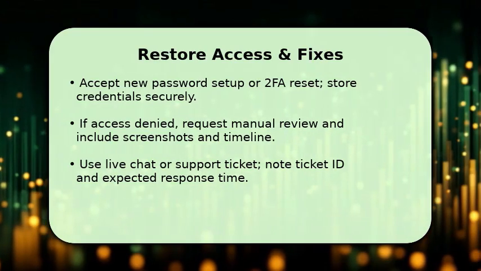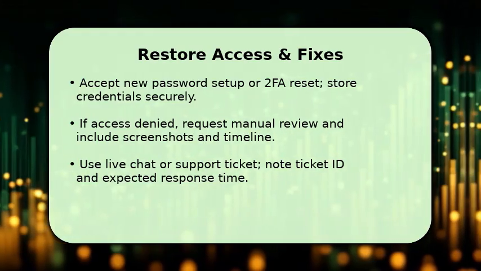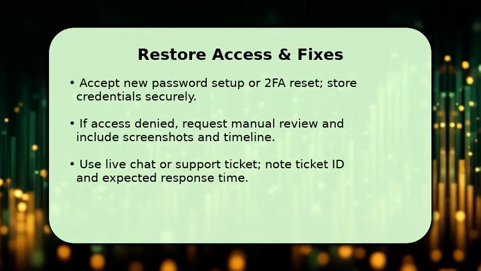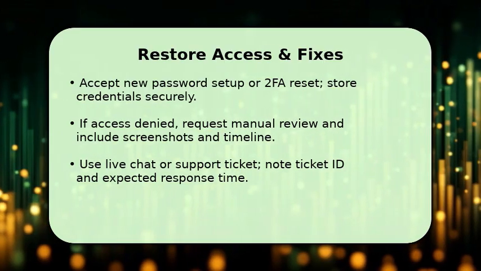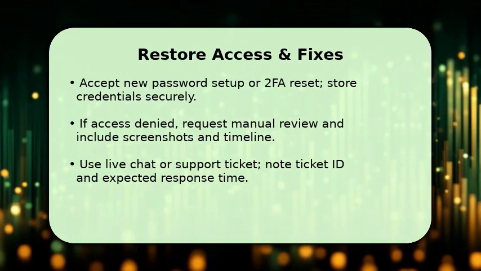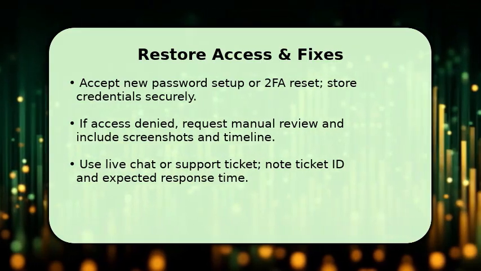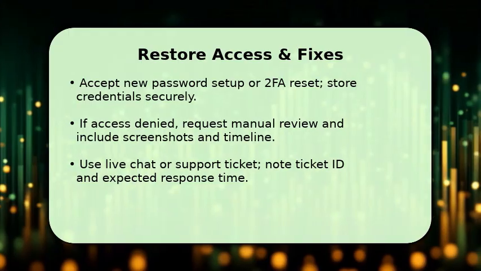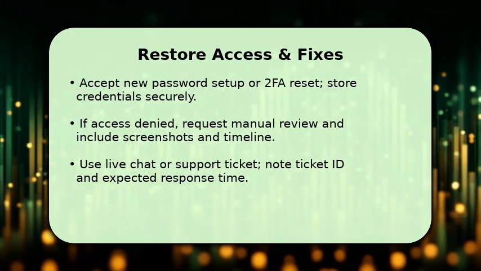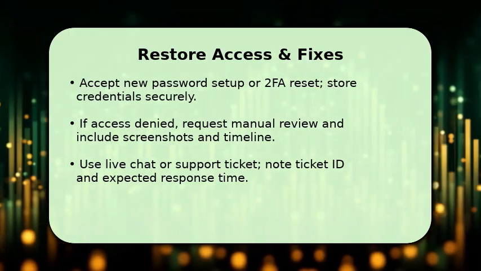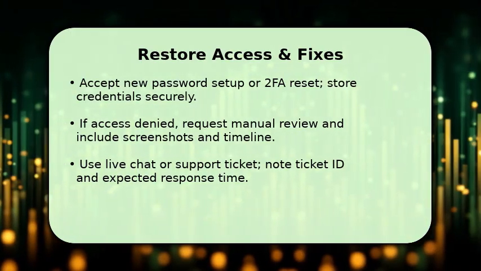If the system denies access, immediately request a manual review and attach screenshots plus a concise timeline of events to support your case. Make contact via live chat or an official support ticket and note the ticket ID for follow-up. This ensures accountability and speeds resolution. Troubleshooting tip: if documents are rejected, rescan.